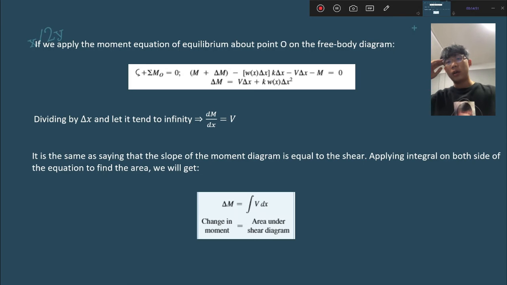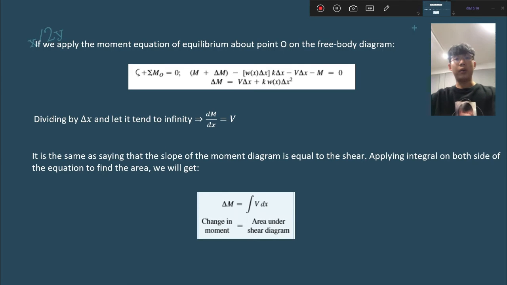force. And we apply the same procedure as for the shear earlier. We apply the integral on both sides to find the area. Then we can find that delta M is equal to the integral of V dx, which means the change in moment is equal to the area under the shear diagram.